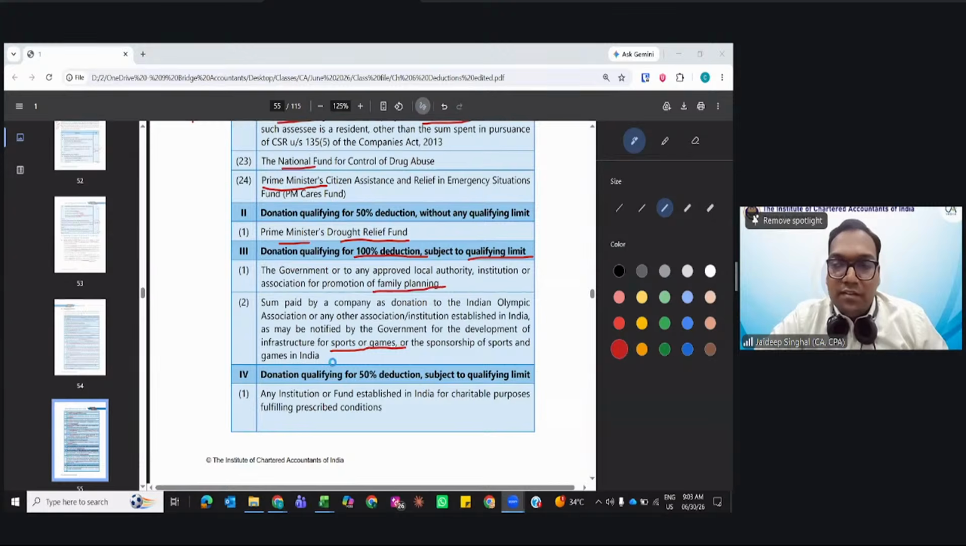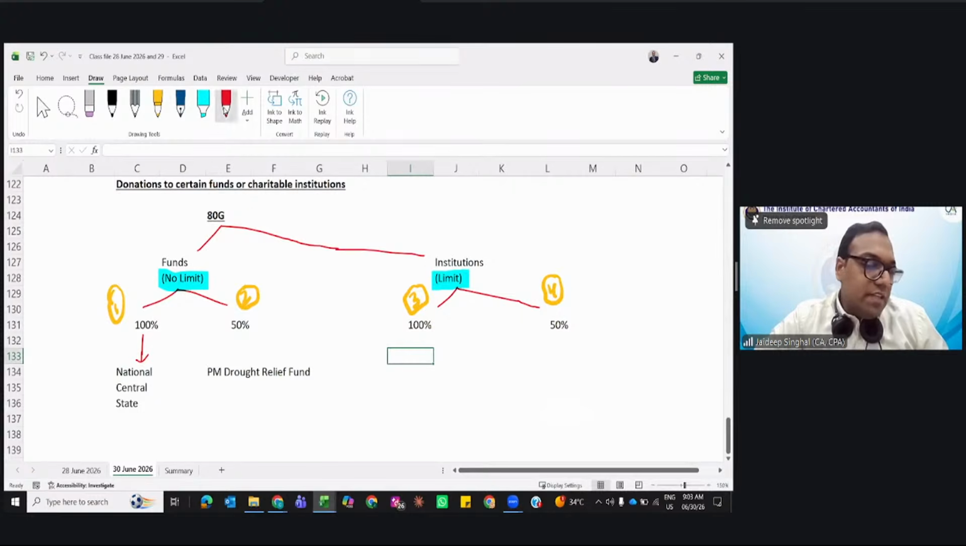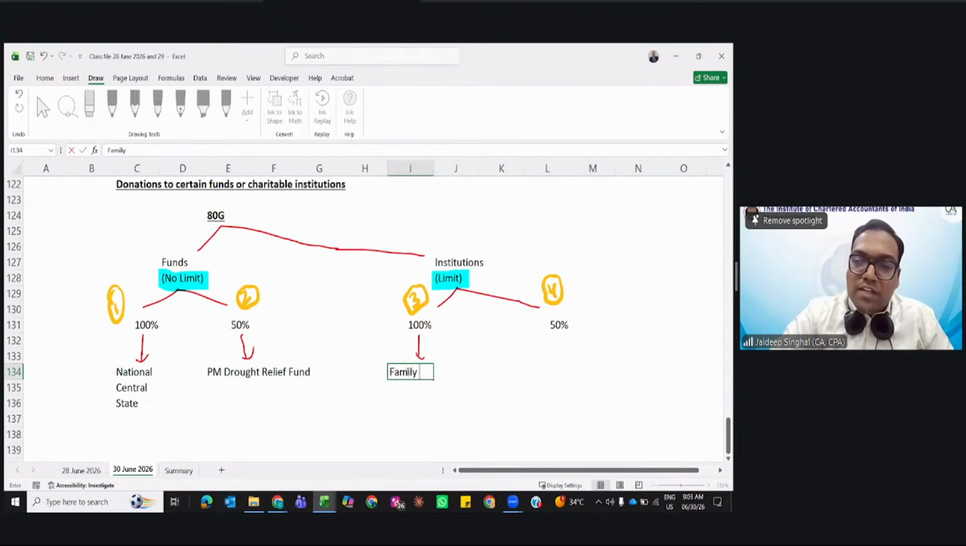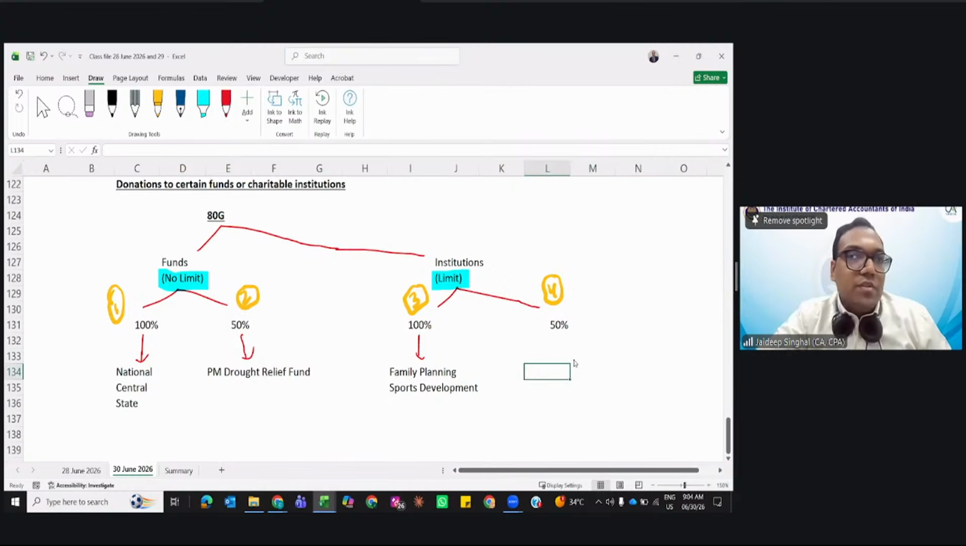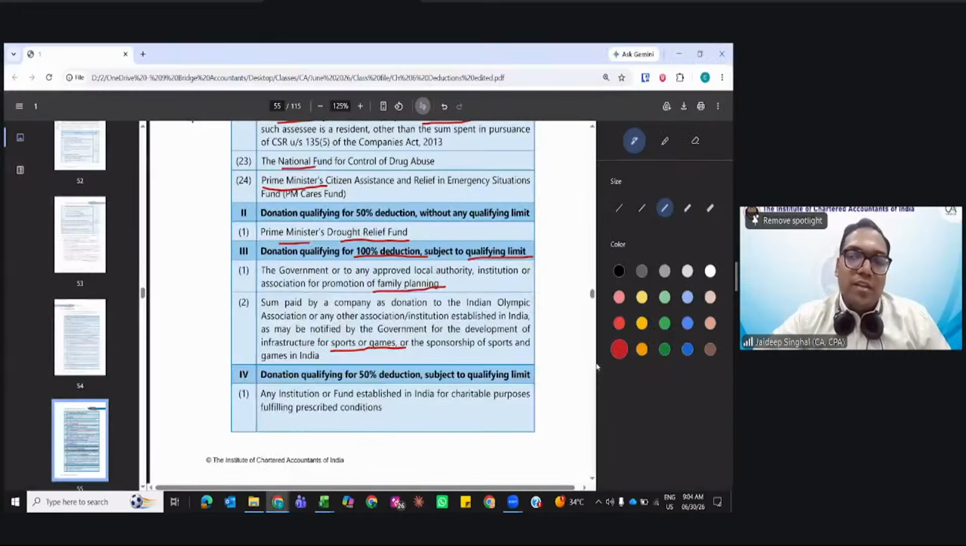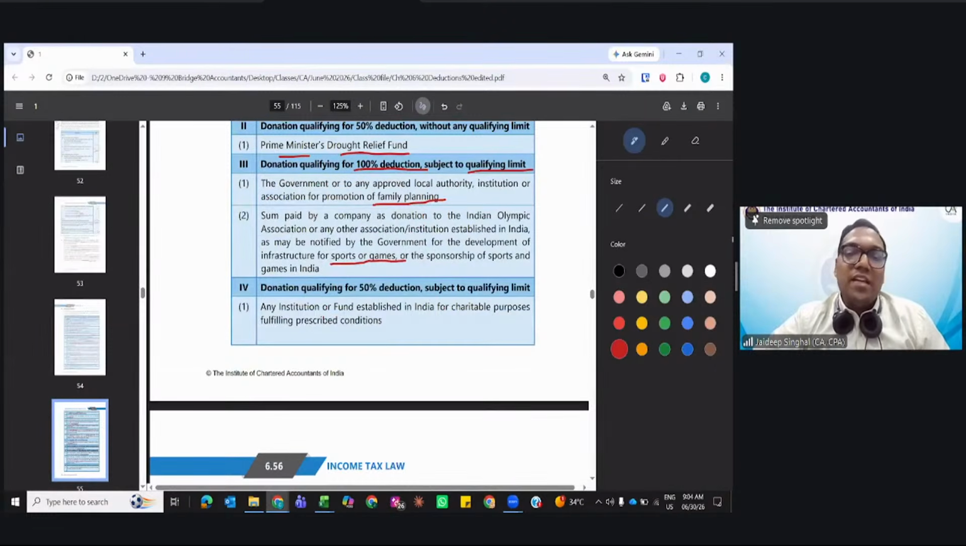So can I write here, if there is a fund for family planning or for sports development, then that is 100%. And all other institutions will come here. Anil, I have already said, why are you going ahead of me? I said qualifying limit, I will explain.